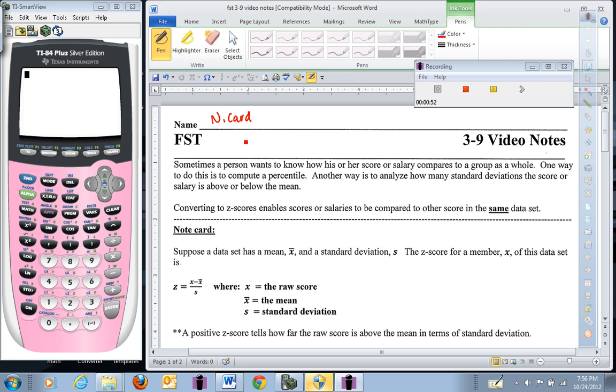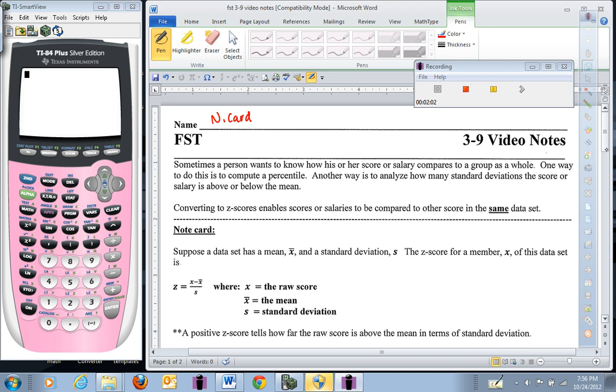Well, another way to analyze the same information is to utilize the number of standard deviations you are away from the mean. So what we would do is look at how many standard deviations a score or a salary is above or below the mean of all the other scores or salaries. Converting to z-scores enables scores or salaries to be compared to the other scores in the same data set. All right, so you could compare yourself to all the other kids in your class in FST if we collected statistics about test scores in your class in FST, something like that.